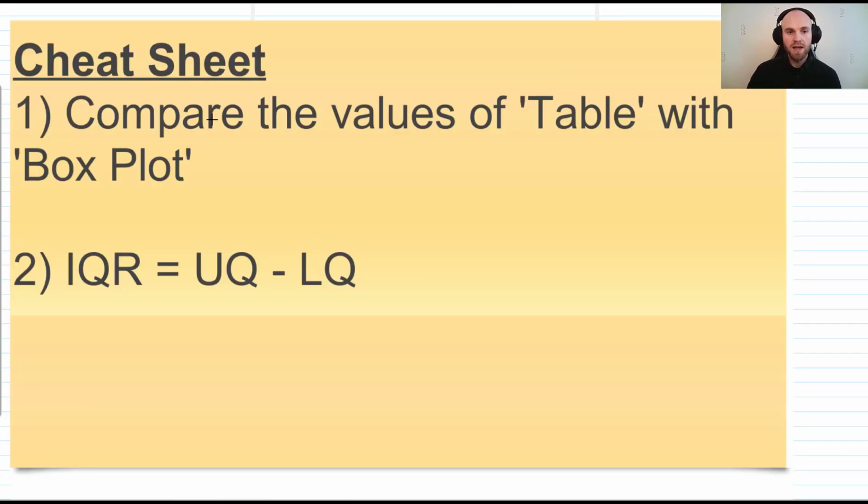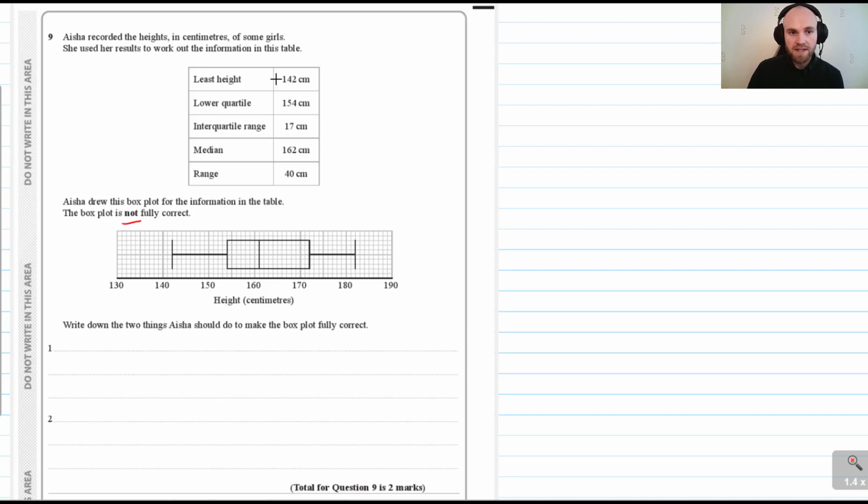So if we look at the cheat sheet, we want to compare the values of the table with the box plot. And a little something to remember here, the interquartile range, the IQR, is equal to the upper quartile minus the lower quartile. Okay, so she has the least height here of 142 centimeters. Well, I'm going to check. This is going to be this one here. It looks like these are going up in 1, so this one does look like it's correct. I'm happy with that. This one, she has the lower quartile of 154 centimeters. If that's 150, that's 1, 2, 3. Again, this one looks good. The lower quartile looks good.